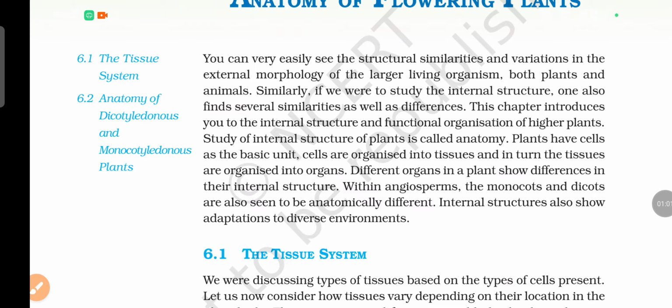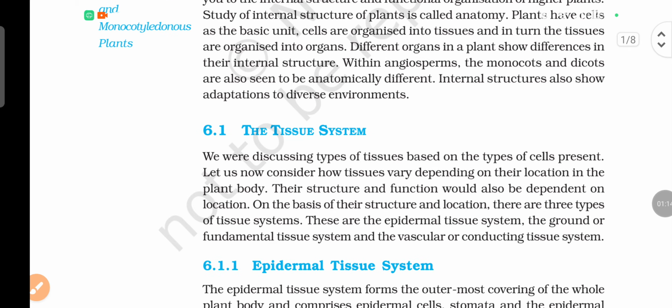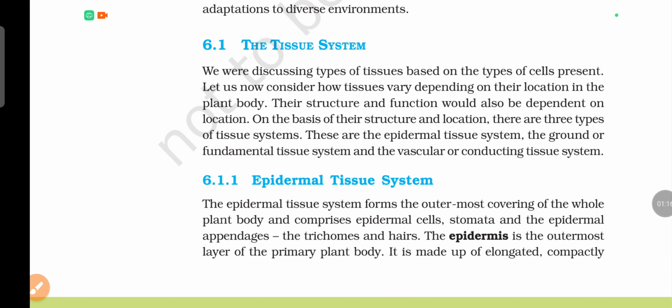Different organs in a plant show differences in their internal structure. Within angiosperms, the monocots and dicots are also seen to be anatomically different. Internal structure also shows adaptation to diverse environments. We are discussing types of tissues based on the types of cells present. Let us now consider how tissues vary depending on their location in the plant body. Their structure and function would also be dependent on location.